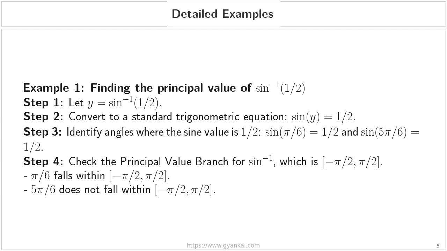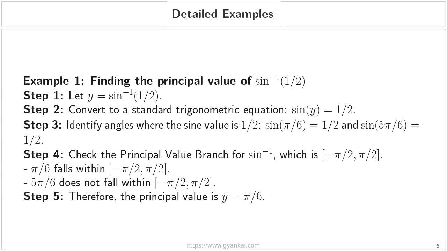Now we reach the most critical part in step 4, selecting the correct angle based on the principal value branch. As we established in the previous slides, the principal value branch for the inverse sine function is restricted to the interval between negative pi over 2 and pi over 2. When we compare our two angles, we find that pi over 6 falls within this interval, whereas 5 pi over 6 does not. Finally, in step 5, we make our final statement.